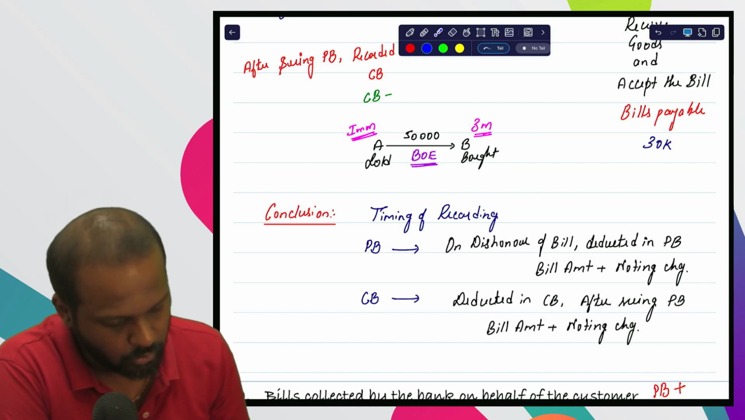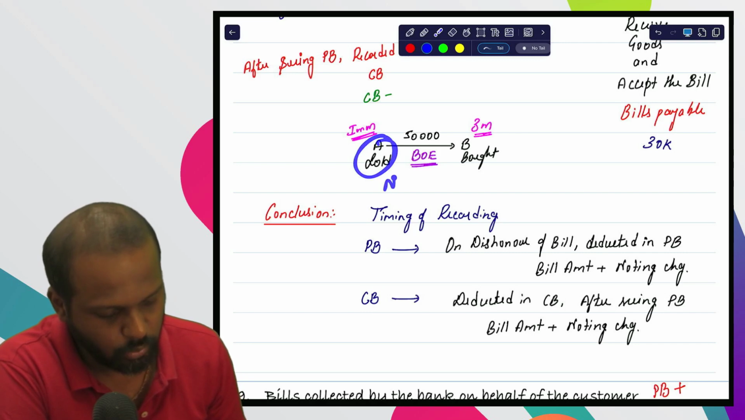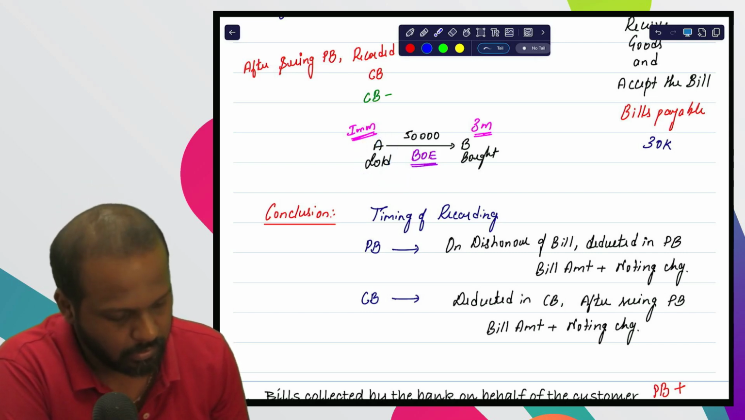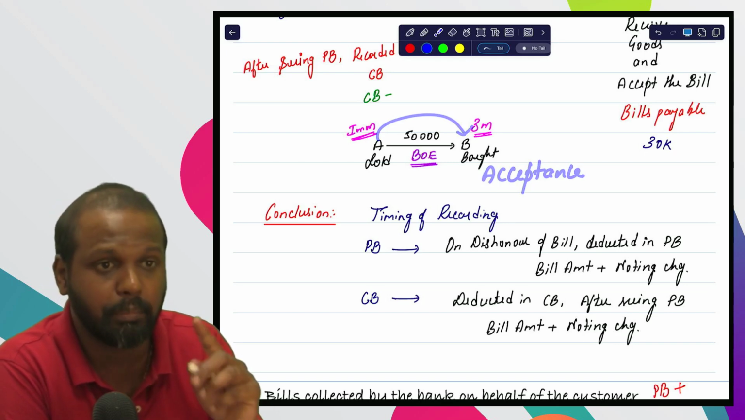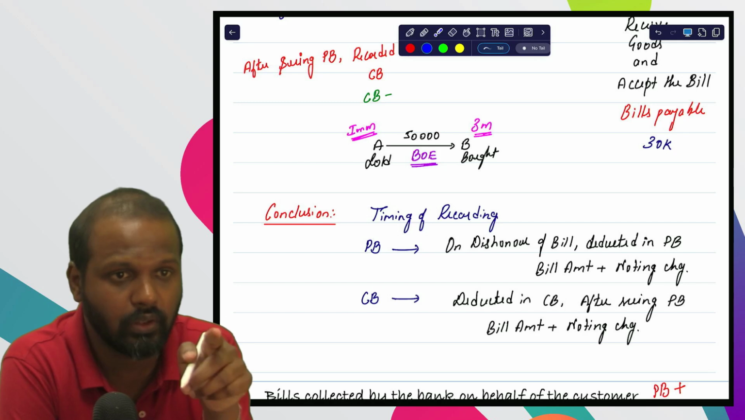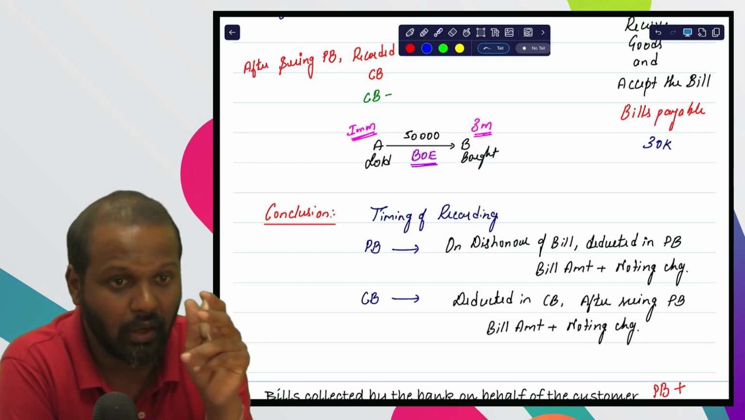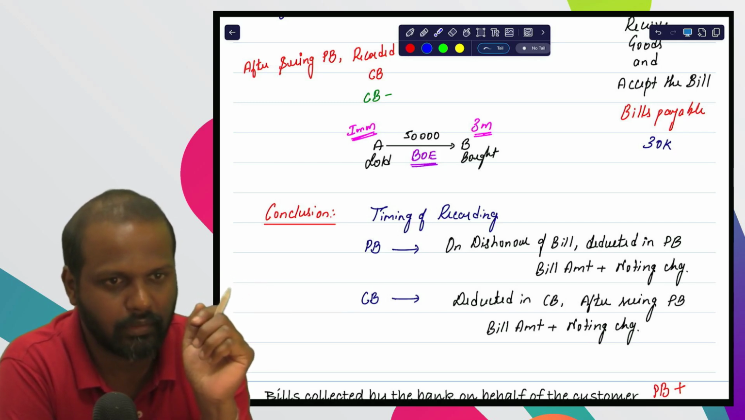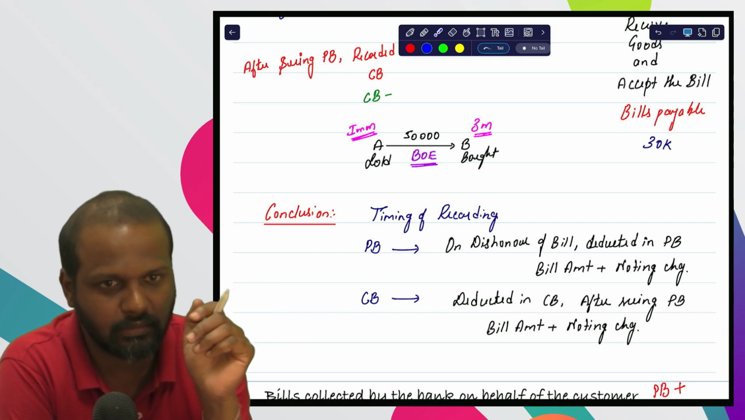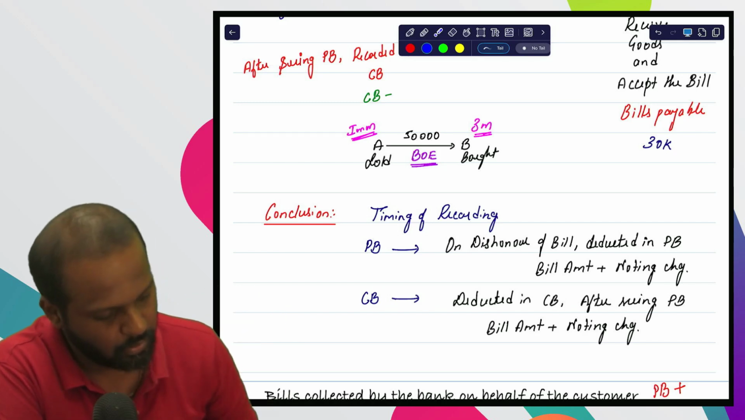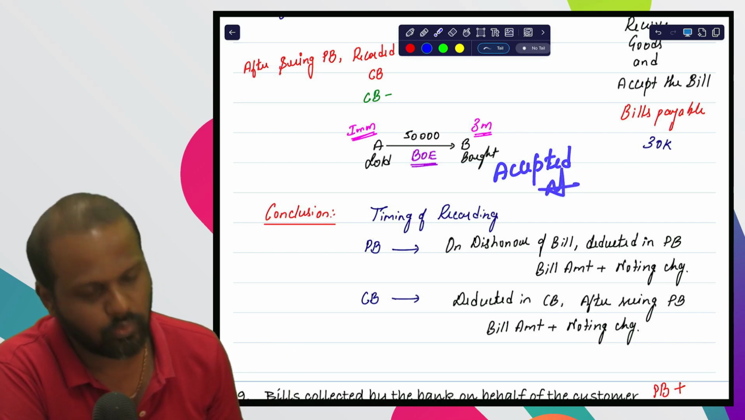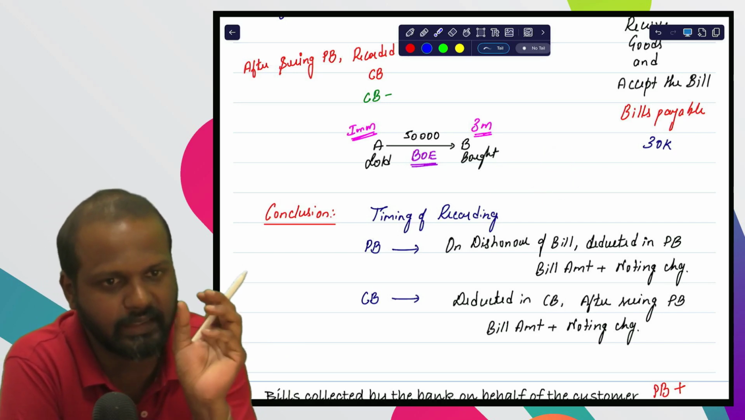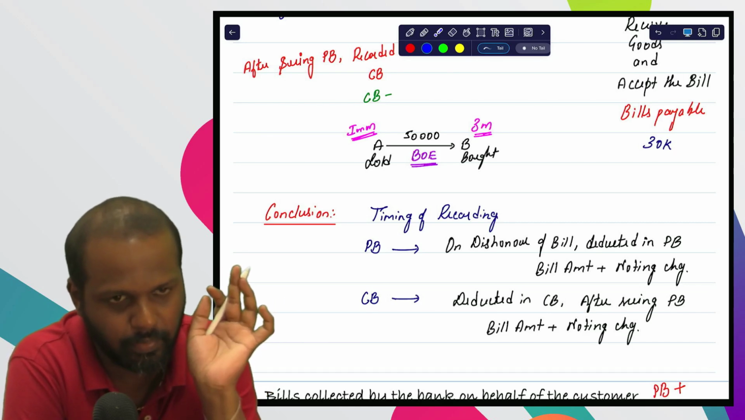Once this document is drawn and signed by A, it will be given to B for the purpose of acceptance. So A has placed an order on B saying that you have to pay 50,000 to me after 3 months. B has to give the acceptance for this. So B will write the word accepted on that bill and sign it. On the document he will write accepted and sign it.